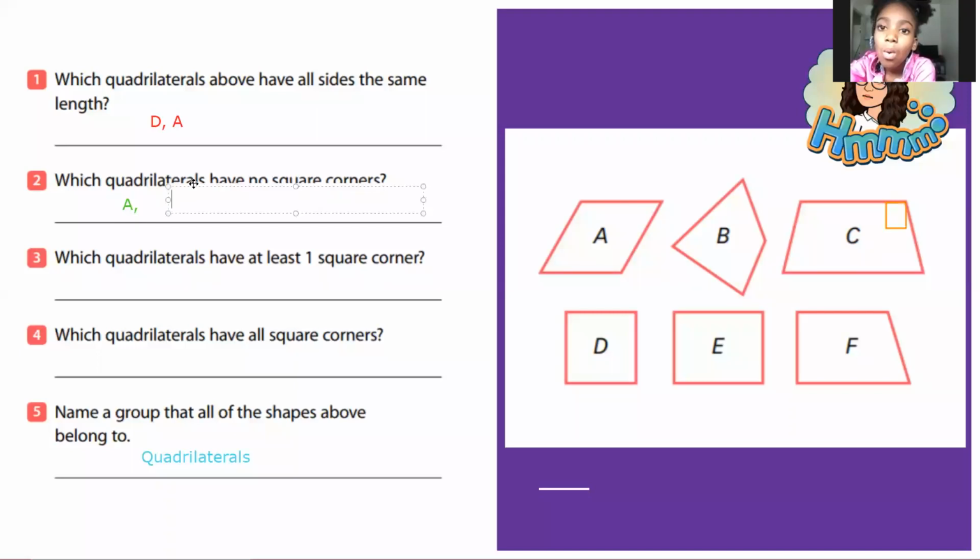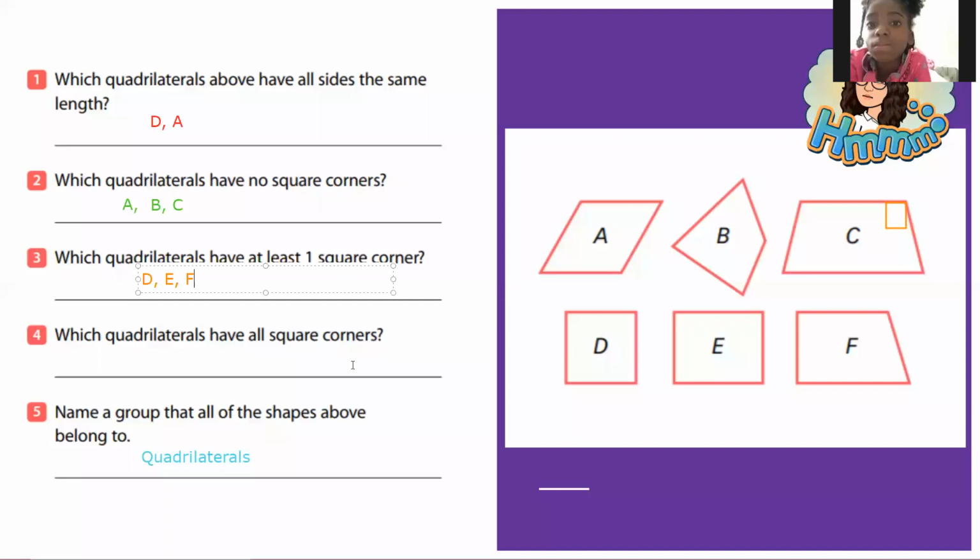And then for the sake of time, if you look at the square on C, C also has no square corners. F has 2 square corners. All right, which quadrilaterals have at least 1 square corner? Well, by process of elimination, it would be D, B, E, and F.